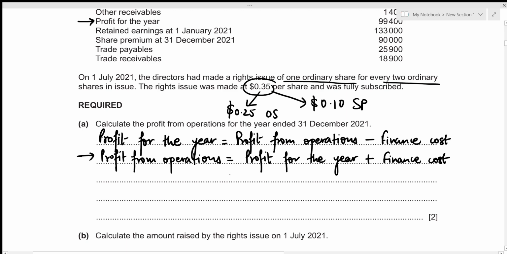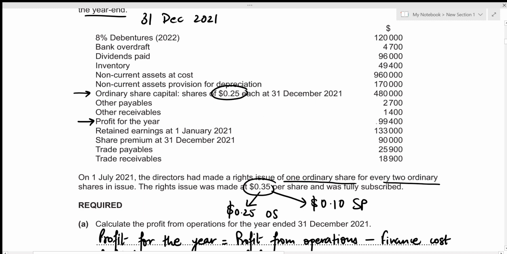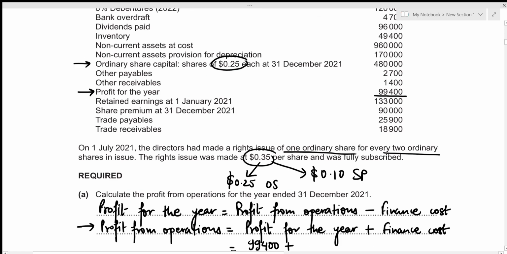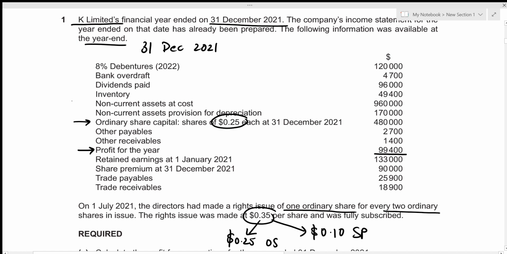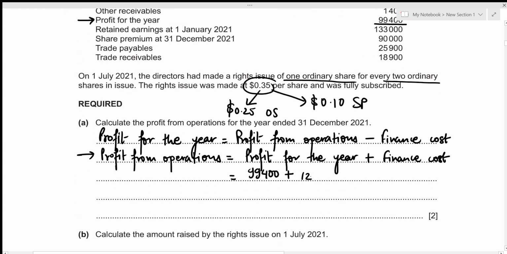And we are already given the profit for the year in the above information. Let's substitute that value. So the profit for the year, as we can see, is 99,400. Let's write it down. And now we need to figure out our finance costs. So finance costs are the interest paid. So we will definitely be paying interest on our debentures. So that's 8%, meaning that we will be paying 8% of 120,000 as interest for this particular year, 2021. So let's record it. That's 120,000 debenture, and the interest rate is 8%, which we can write down as 0.08.